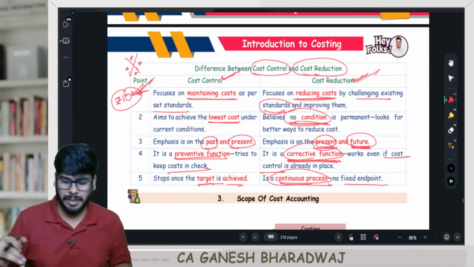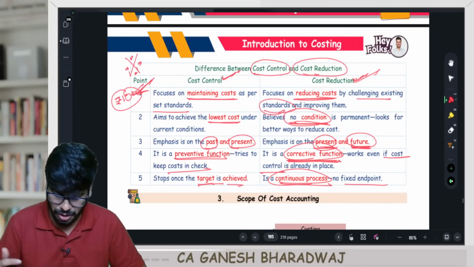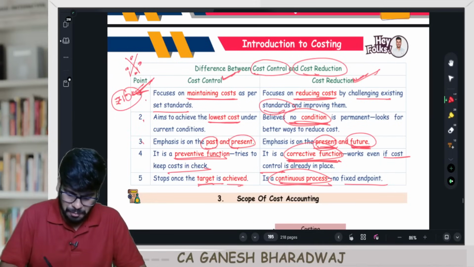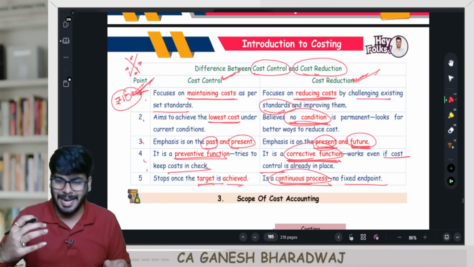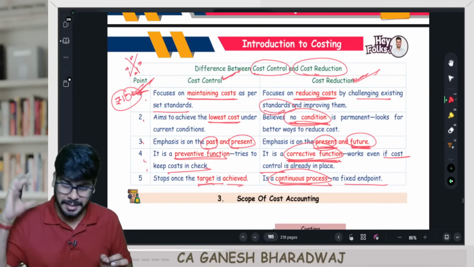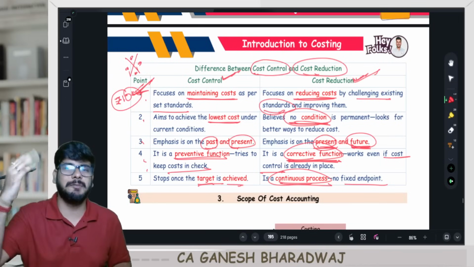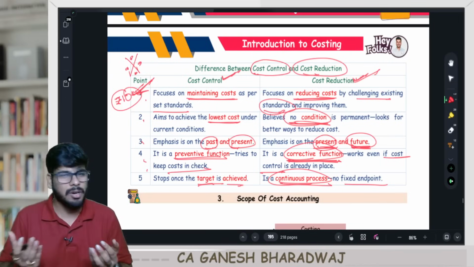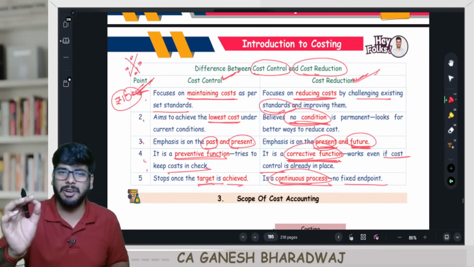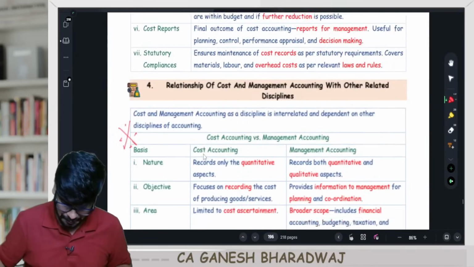This is one of the most important theory questions in this particular chapter, your introduction to cost and management accounting. Here, guys, some 5 points are given. So I have condensed it and neatly put it in this tabular form. Now 5 marks in your pocket in case this question comes in, cost control versus cost reduction. Based on the conceptual knowledge that I have told you right now, you can put it in your own words and give some 4 or 5 points depending on the weightage it carries. As simple as that. Now let's move on to the next one.